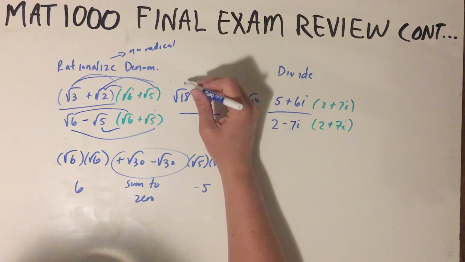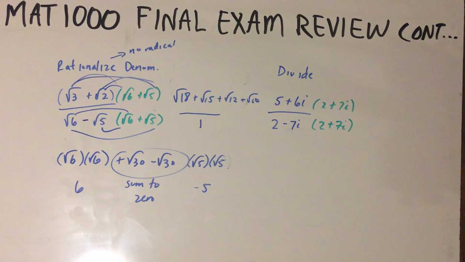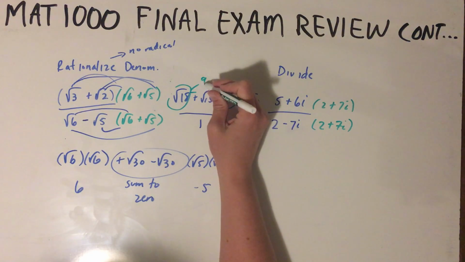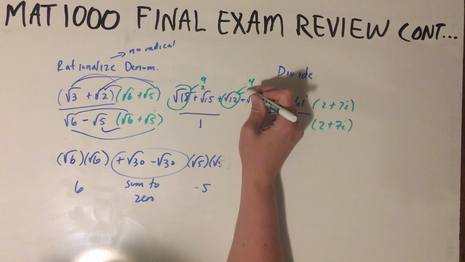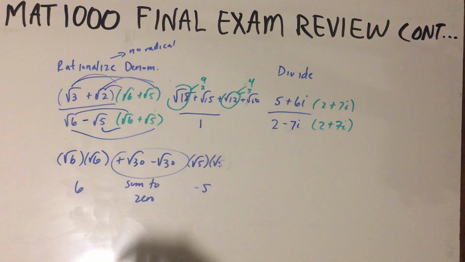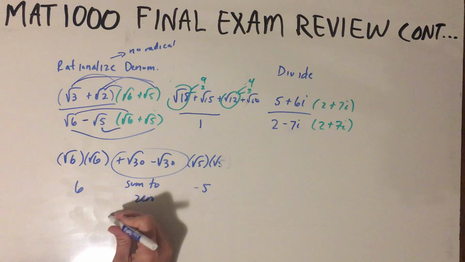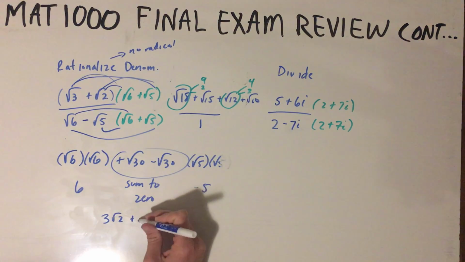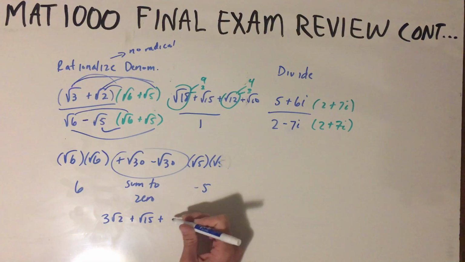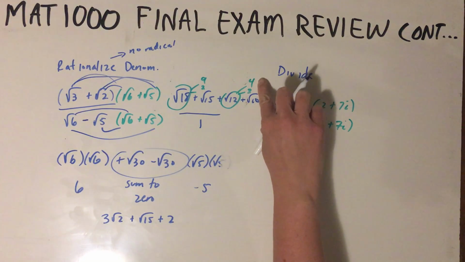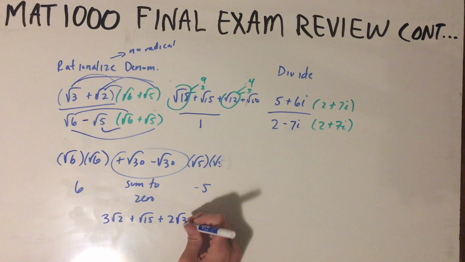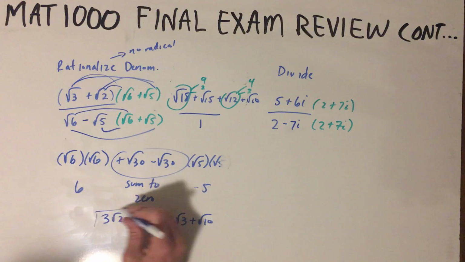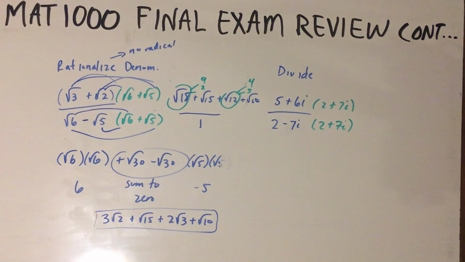Well, none of these are like terms, but I can simplify this one and this one. This will factor to a 9 and a 2, and this one will factor to a 4 and a 3. So simplifying this, I would get 3, this 9 comes out, root 2, plus the square root of 15, plus 2, this 4 comes out, square root of 4 is 2, root 3, plus the square root of 10. Since it's all over 1, it's just this. Okay, so that is rationalizing that denominator.